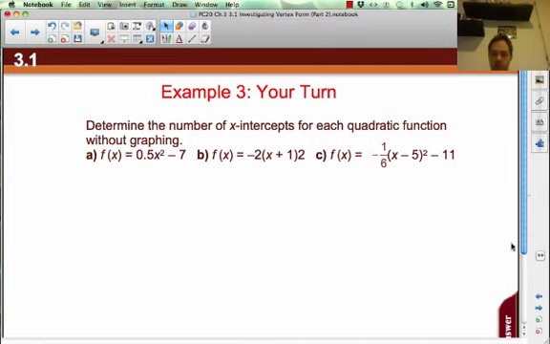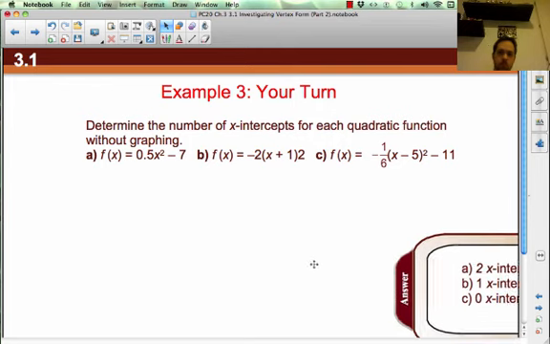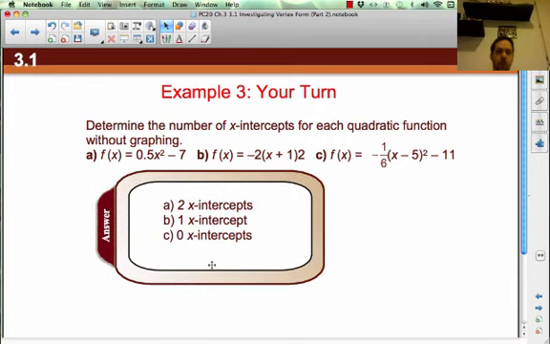You know the drill. Hit pause, give it a try. Unpause when you're done. Here are your answers. Hopefully you are able to draw the same conclusions.